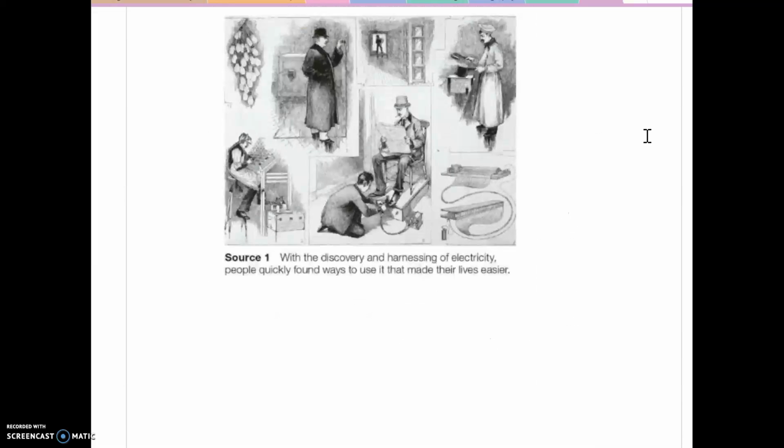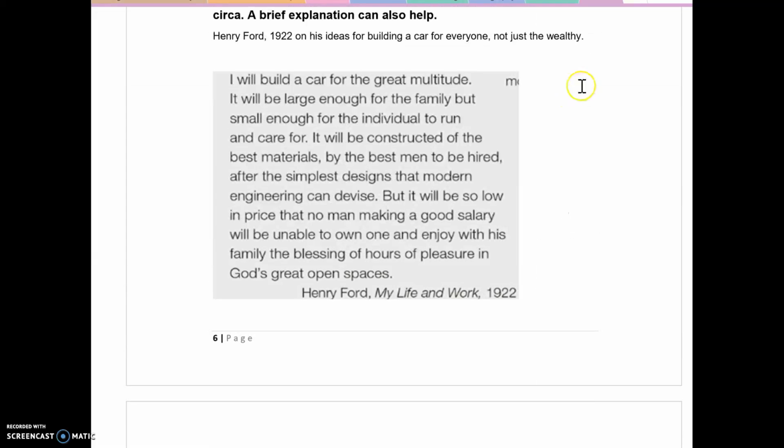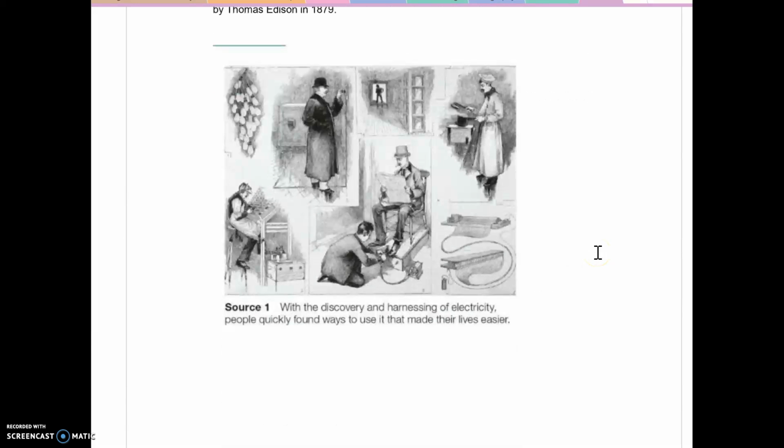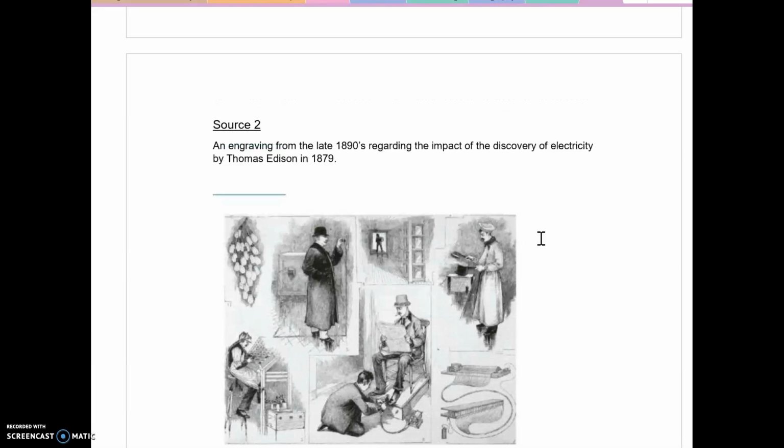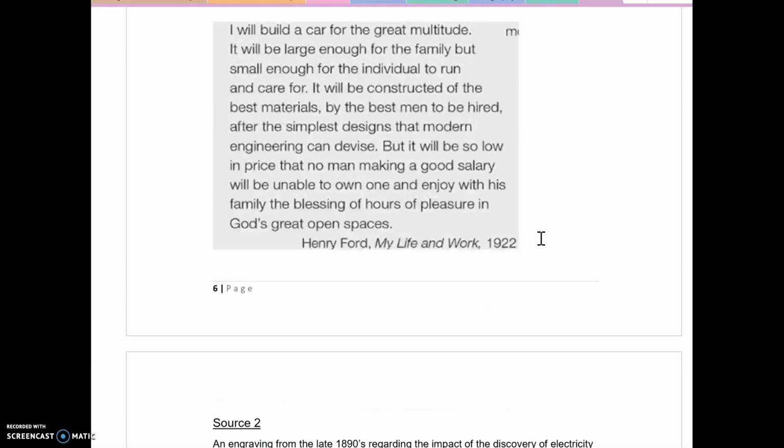So source 1 is Henry Ford talking about his life and work. Source 2 is looking at the impact of the discovery of electricity. So finding a similarity can be tricky, and that's why it's really important to think about the questions when you are constructing the source set.